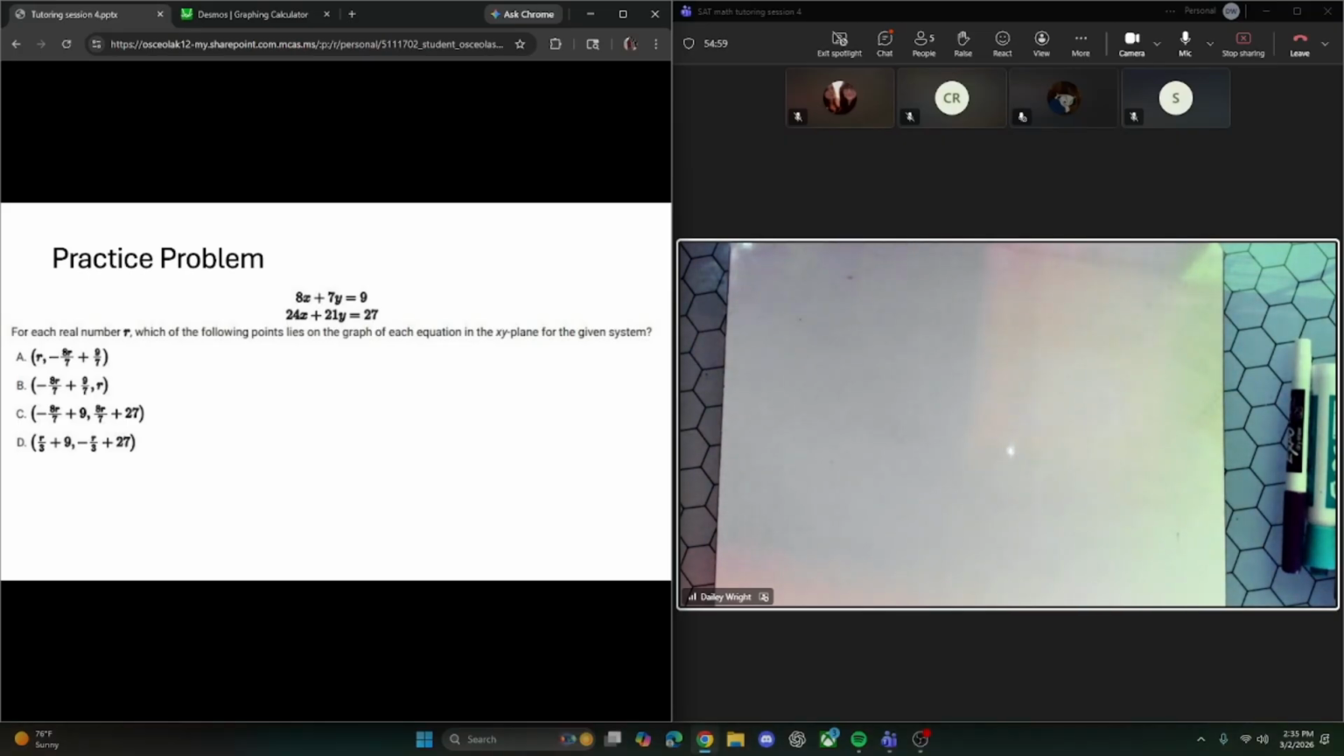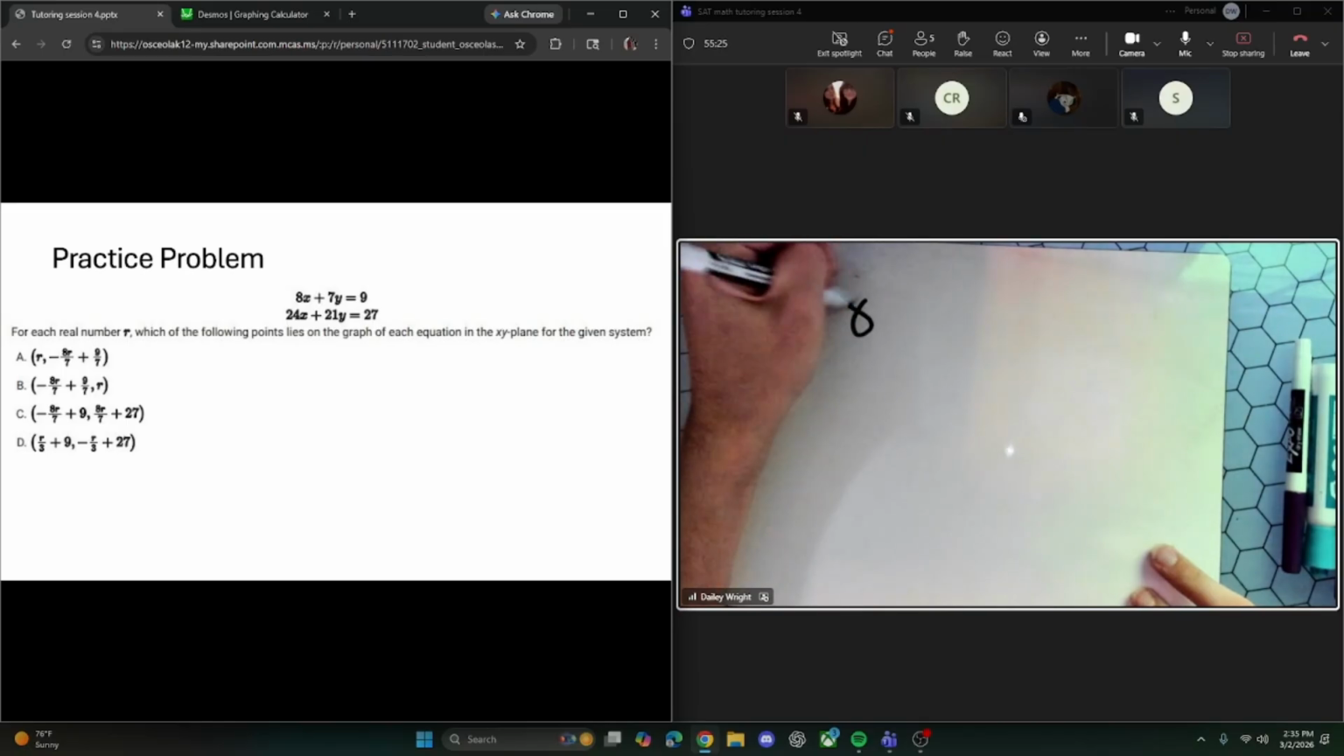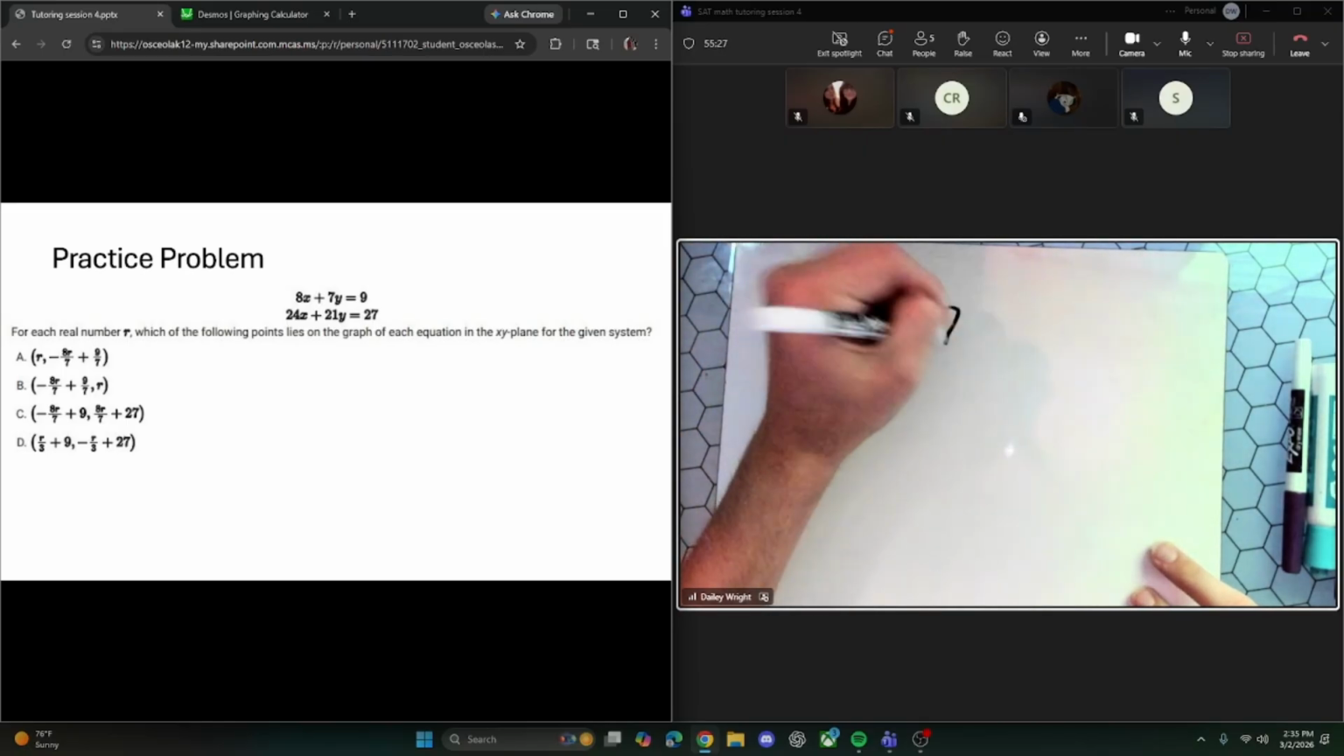So these questions always do the same thing. They have two equations, and both equations are equal to each other. As you can see, if you take out a GCF of 3 in the second equation, 24 divided by 3 is 8, 21 divided by 3 is 7, and 27 divided by 3 is 9. You just get the previous equation, so these are the same equations. So I'm going to work with the smaller equation because that's the easier equation to work with.